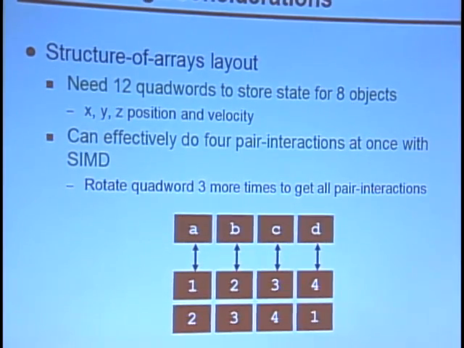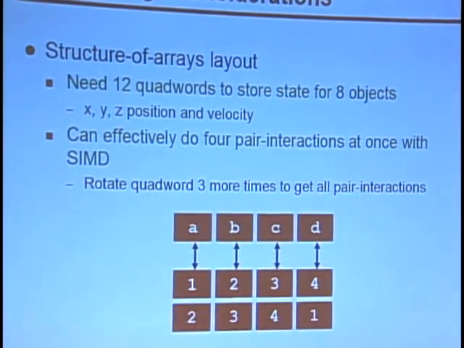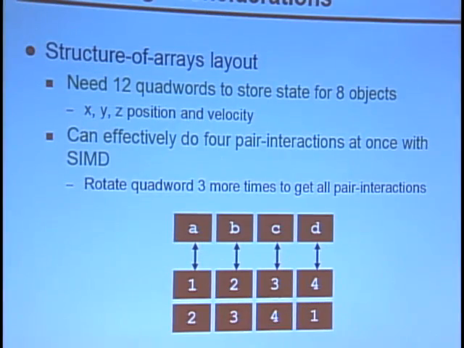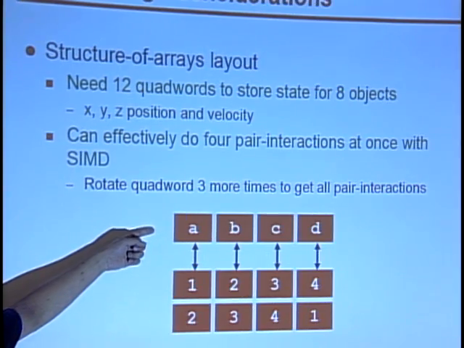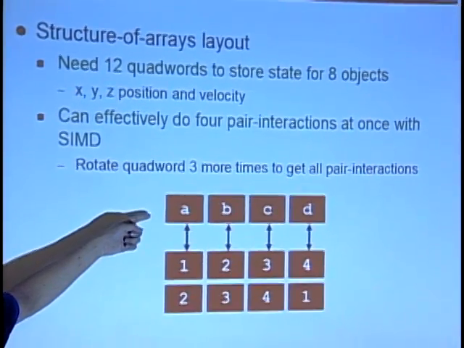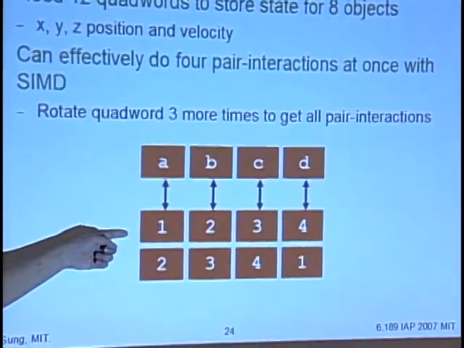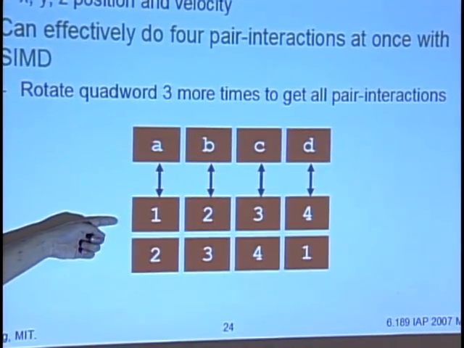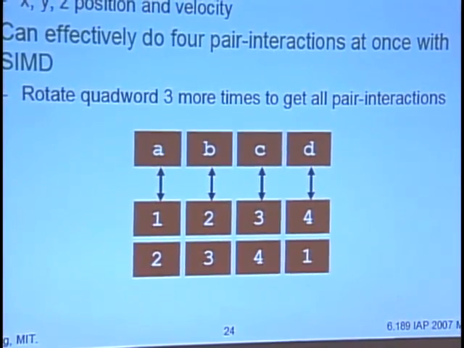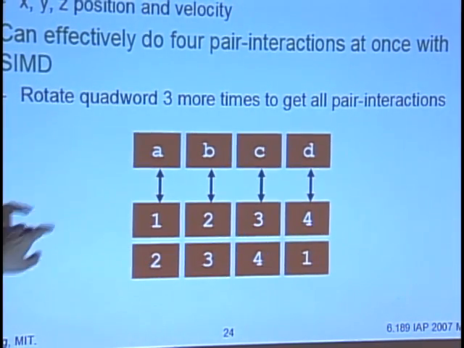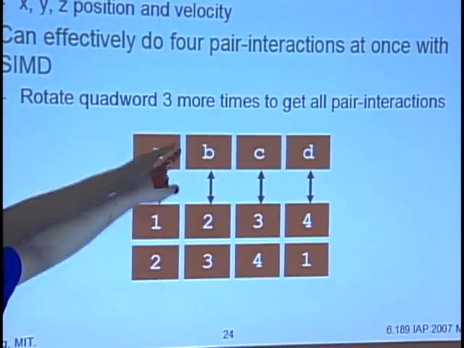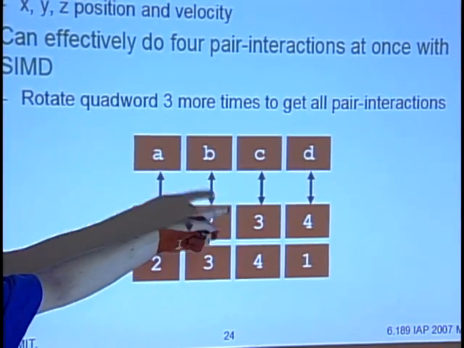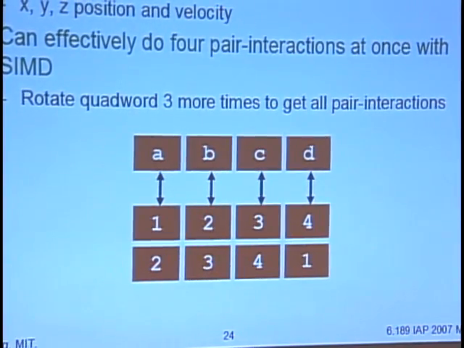And when we do SIMD operations on these quad words that we pull out, we can get 4 pair interactions. Suppose this is a quad word and it contains data corresponding to elements A, B, C, and D. And over here we have a quad word containing data corresponding to elements 1, 2, 3, and 4. With some SIMD operations, we can figure out the pairwise interaction between objects A and 1, between B and 2, C and 3, and D and 4.